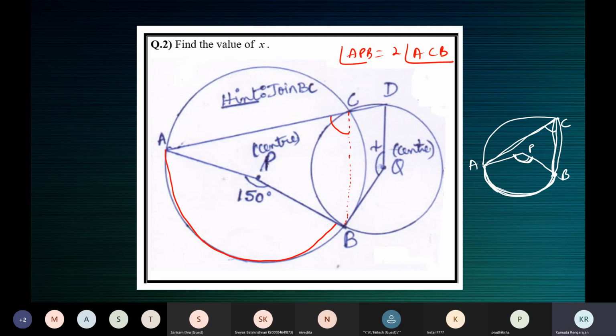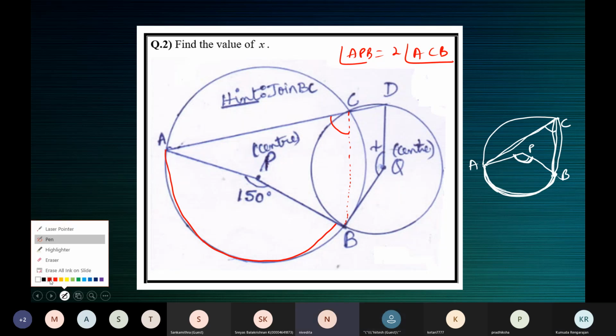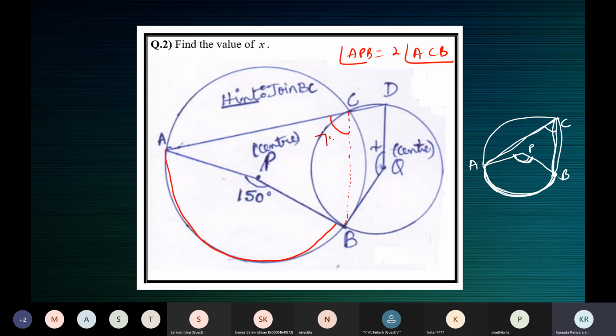Okay, so what will be the measure of angle ACB, children? 75, ma'am. 75 degrees. Now, by linear pair axiom, what will be the measure of angle BCD? 105, ma'am. By linear pair axiom, 105, because ACB and DCB form a linear pair. So if ACB is 75, DCB will be 105 degrees. Linear pair axiom.